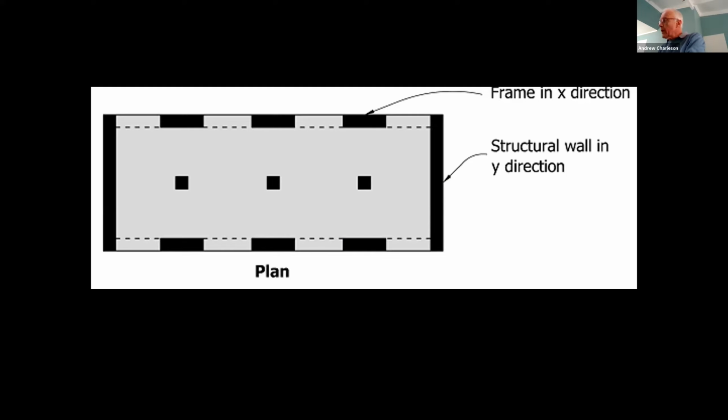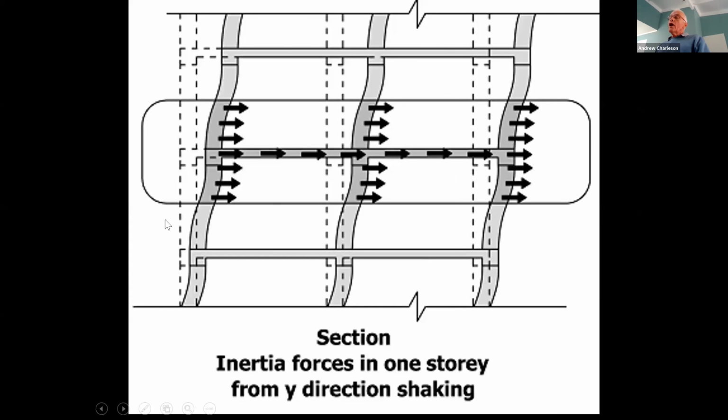And if we look at this building here, it's a very simple building in plan. I've exaggerated the columns forming a moment frame here and here in the X direction. And in the Y direction, we've got two structural walls. If we look at a cross section through this building during an earthquake, we can draw the earthquake inertia forces that act wherever there is mass in the building.